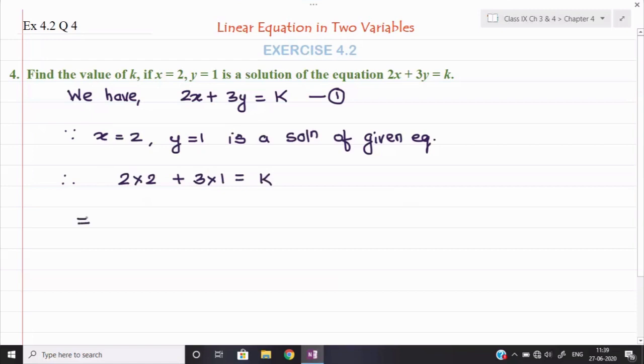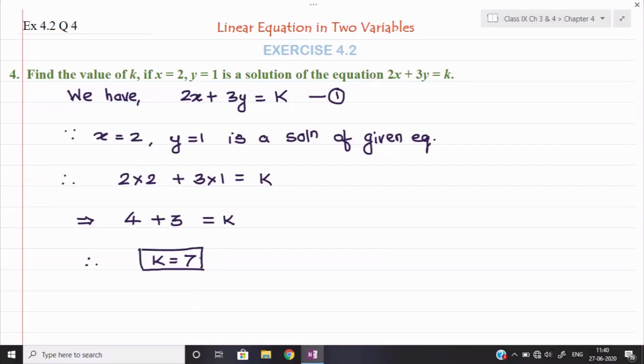If I solve further, 2 into 2 is 4 and 3 into 1 is 3, equal to k. So what is the value of k I am getting here? The value of k will be equal to 7. This is your answer. This means that by using the concept of solution of the equation, we can find out the unknown value in the given equation as well. So exercise 4.2 is completed here.